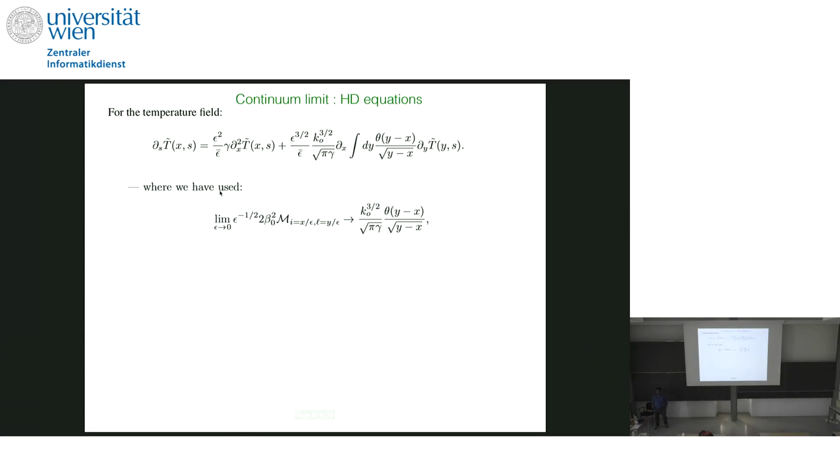But for the temperature field, if you do the same procedure, you get these terms where I have used this limit. So if you take this scaling limit of this kernel, in the scaling limit, it becomes this kernel in the continuous variables, X and Y variables. Okay, so I get this equation where you have epsilon and epsilon bar explicitly. Now, if you choose different space-time scaling, you get a different equation.